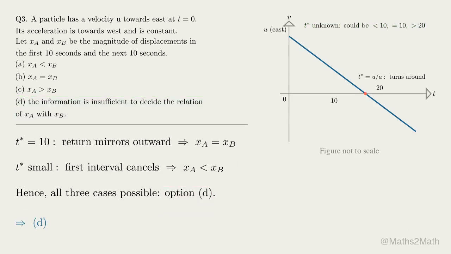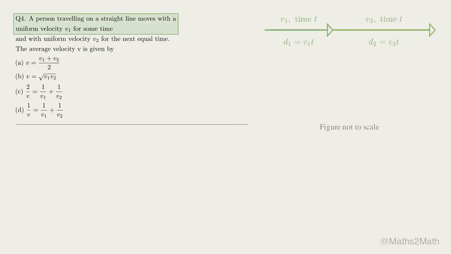Question 4. A person on a straight line moves with uniform velocity v1 for some time, and with v2 for the next equal time. The average velocity v is given by option A, v equals v1 plus v2 over 2. Option B, v equals the root of v1 v2. Option C, 2 over v equals 1 over v1 plus 1 over v2. Or option D, 1 over v equals 1 over v1 plus 1 over v2.